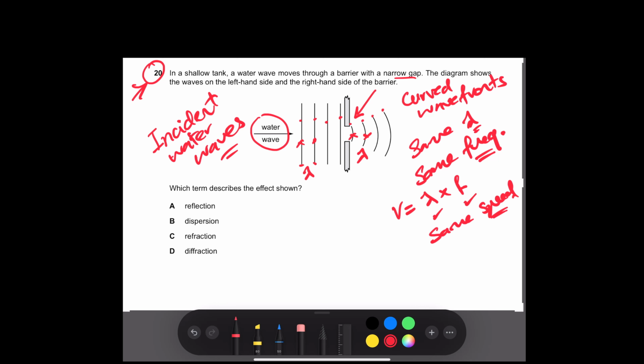The phenomenon which describes the curvature of the wave fronts after passing through the narrow gap is called diffraction. So the correct answer is D.